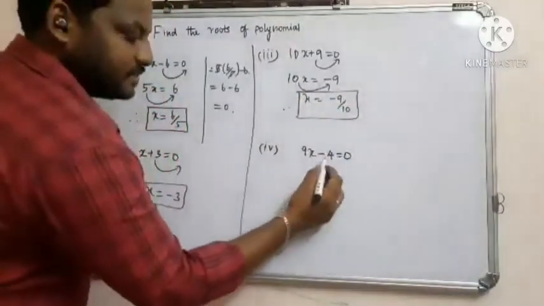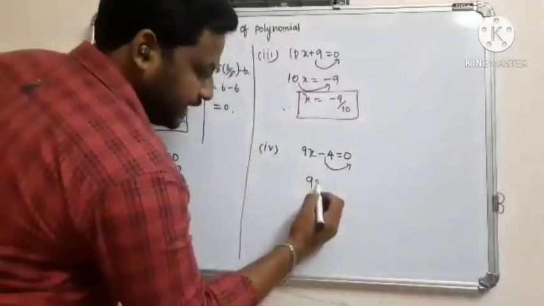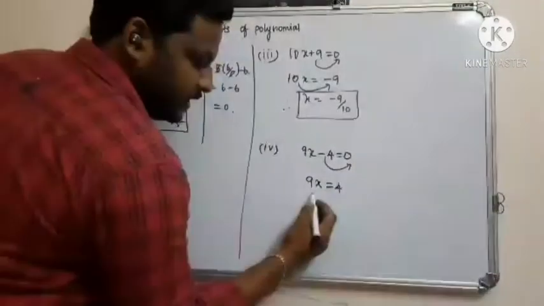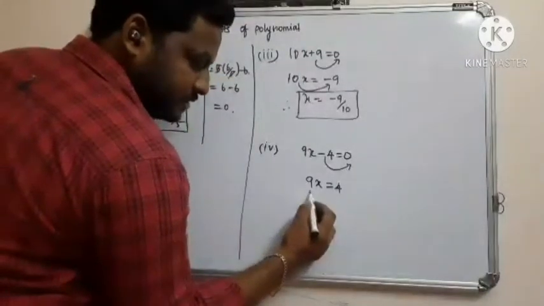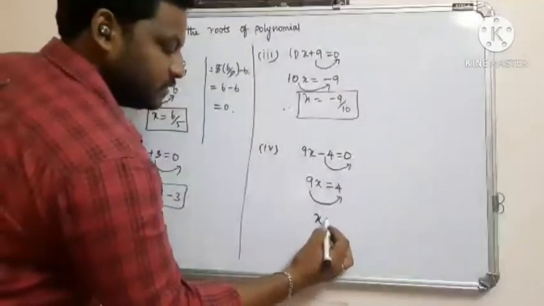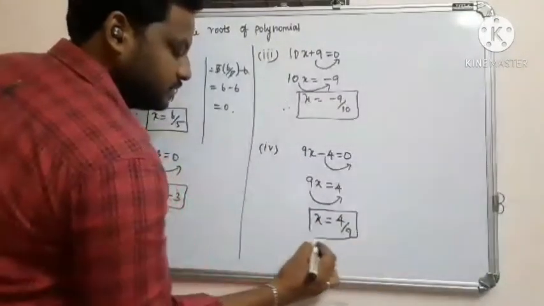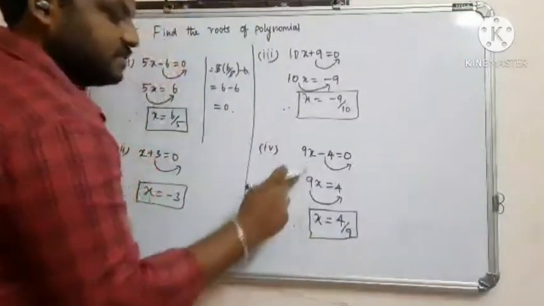And then 9x minus 4. So minus 4 will change into plus 4. So 9x is equal to plus 4. We have to find out the value of x. So 9 also will change to the next side. Multiply will change into divide. So x is equal to 4 by 9. So this is what the roots of this polynomial.